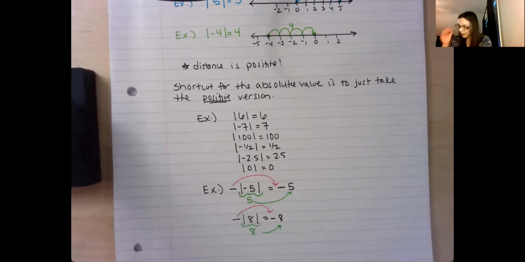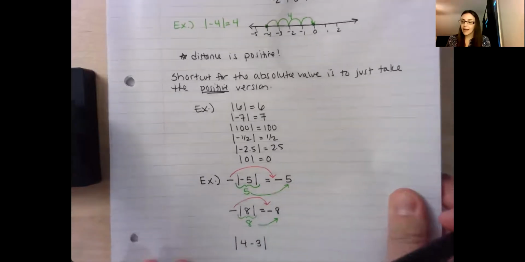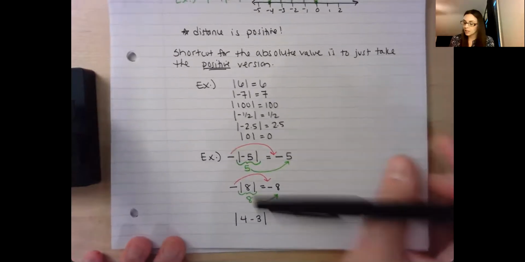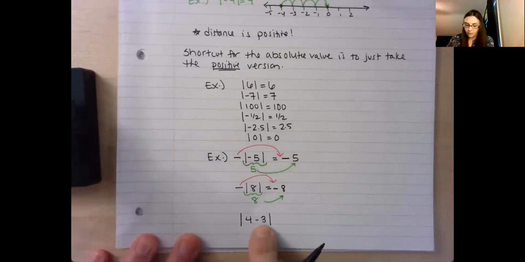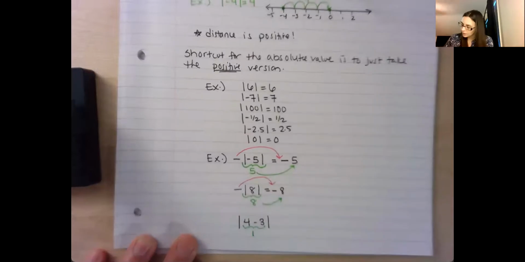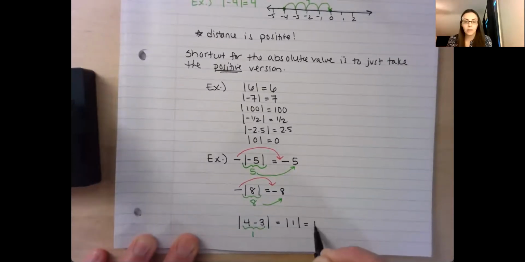Okay. I'm going to actually do one more example here. Let's say I had something like the absolute value of 4 minus 3. Now, an absolute value symbol also is a grouping symbol. So you would use your order of operations here. Do the 4 minus 3 first. And 4 minus 3 is 1. So this becomes the absolute value of 1, which is just 1.